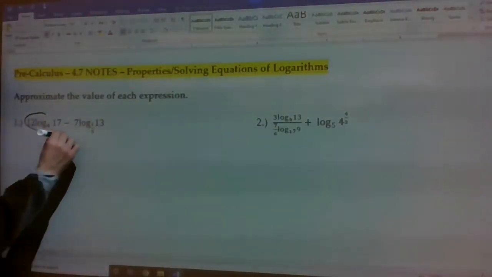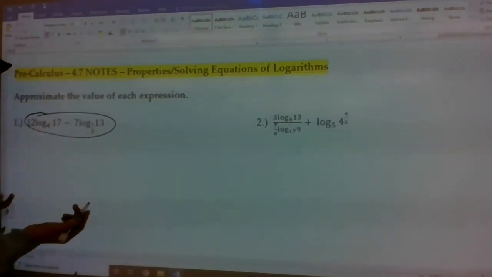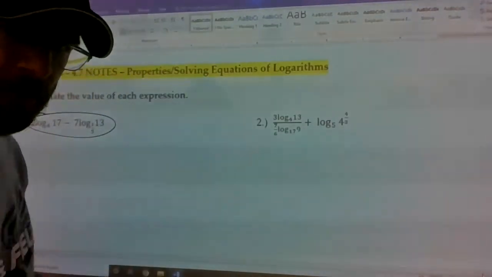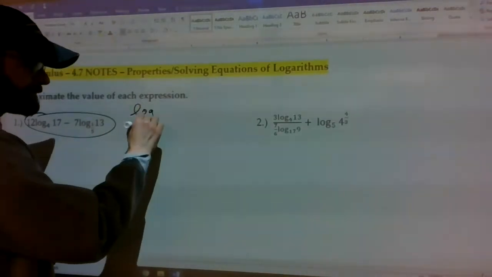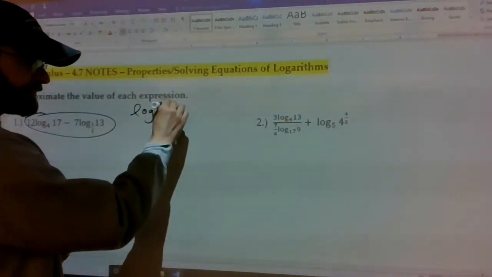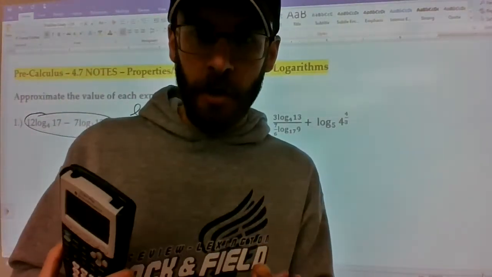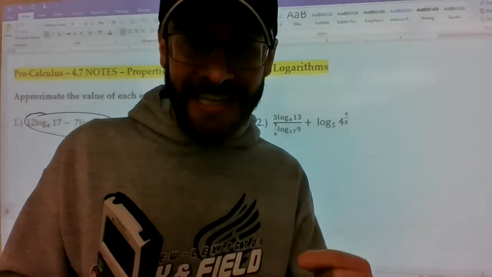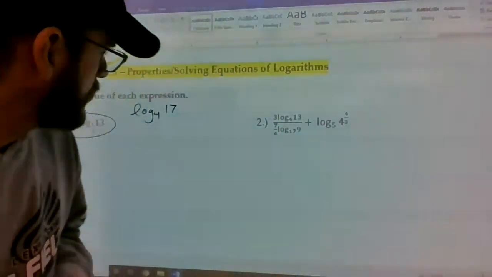If you're trying to do something with this logarithmic expression, recognize that there's this thing called the change of base formula. I touched on it way before Thanksgiving break. The change of base formula basically states that if you've got log base 4 of 17, your calculator only really processes two kinds of logs: a log with a base 10 and a log with a base e. We haven't talked about that at all. We will talk about it shortly, though.